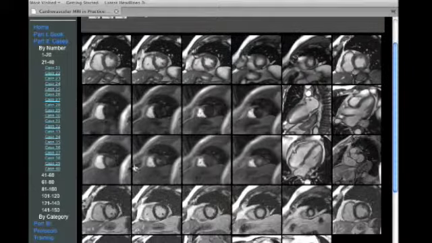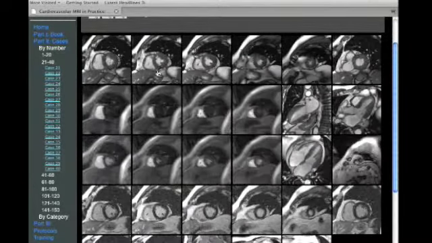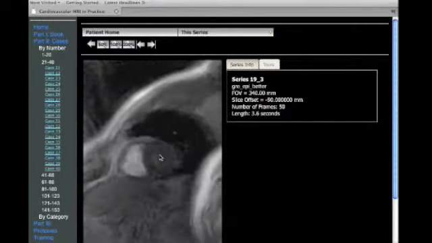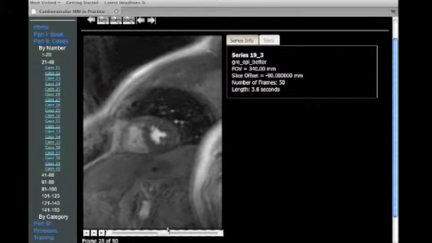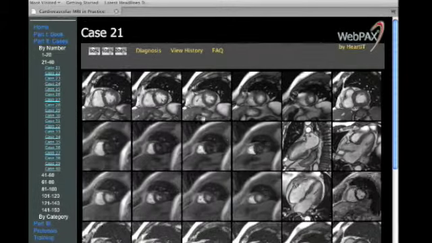The resting images are obtained in the next row, and it is important to note that the cine, the stress, and the rest images are all obtained in spatially matched locations. The WebPACS format allows one to directly match these and compare them side by side. One can see that no definite perfusion defect is evident on the resting images.